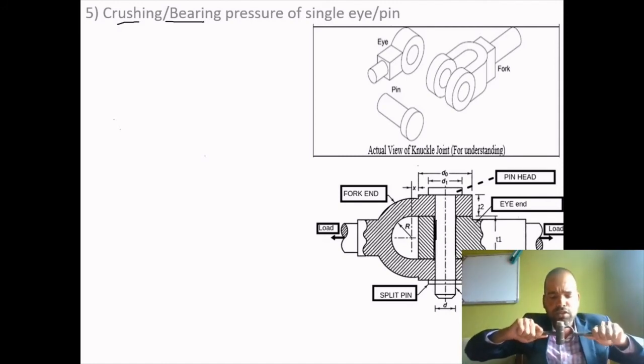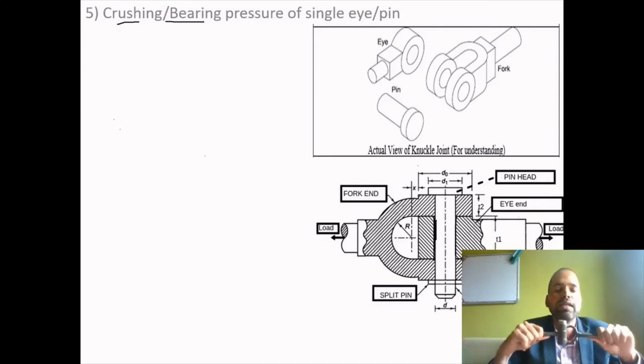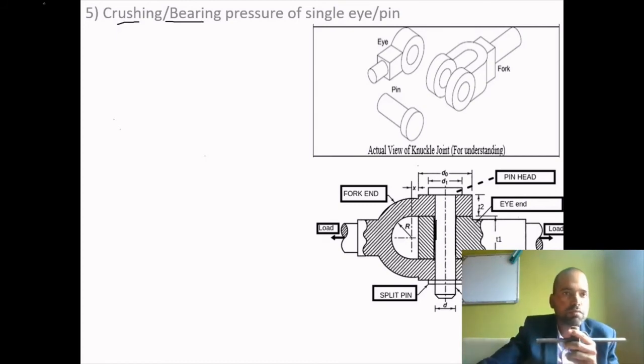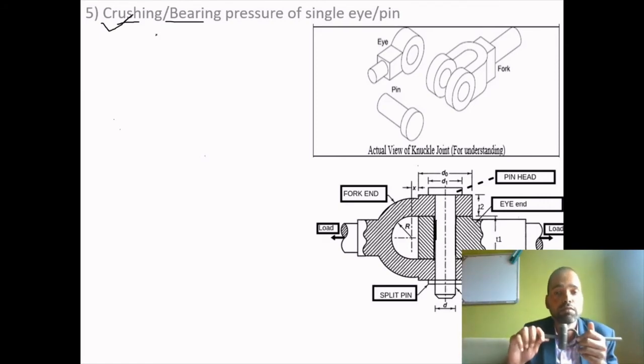Because if the knuckle joint is subjected to tensile load, there will be crushing if there is no relative motion between the pin and the single and double eye. If there is no relative motion between the joint, then the stress will be called crushing. And if there is relative motion, because in some components of the knuckle joint there is no relative motion between the remaining two components and the pin. But in some cases, like the example of a tractor and trolley arrangement, there is relative motion between the pin and that single eye and double eye.